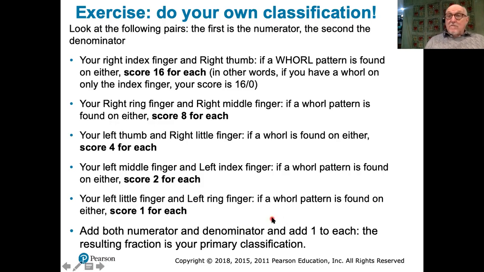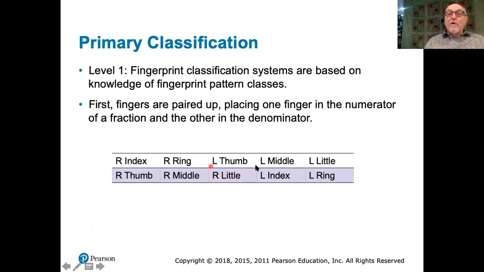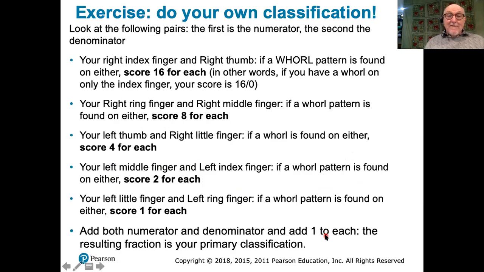Now you will have gone through all of them, and for each of these you would have a particular number. Add all of those up for the numerator, add all of them up for the denominator, and add 1 to each. 1 there and 1 there. That fraction gives you your primary classification.